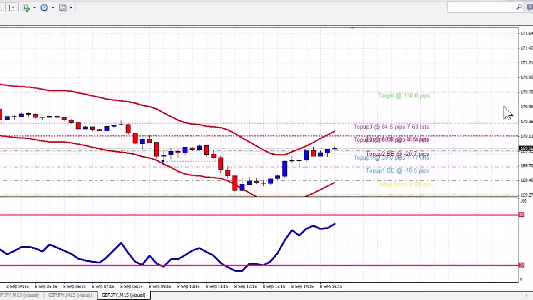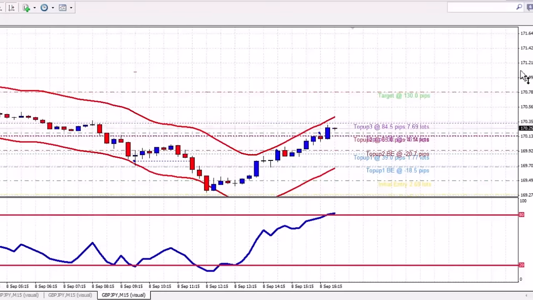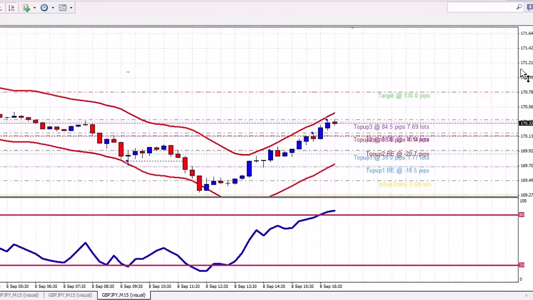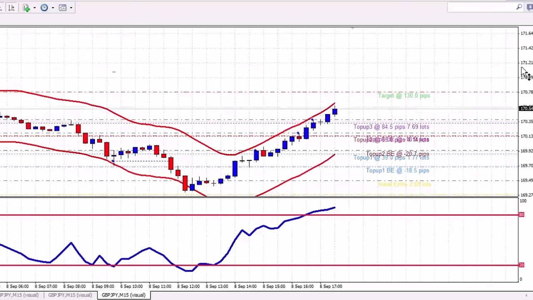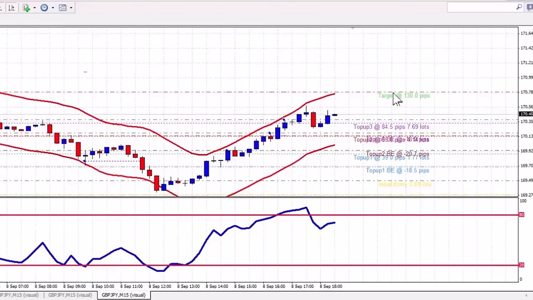I think it has activated the first top-up level. Oh, it's activated the second top-up level, activated the third top-up level. Now the fun starts. It just needs to get to the target over there and pops your auntie.